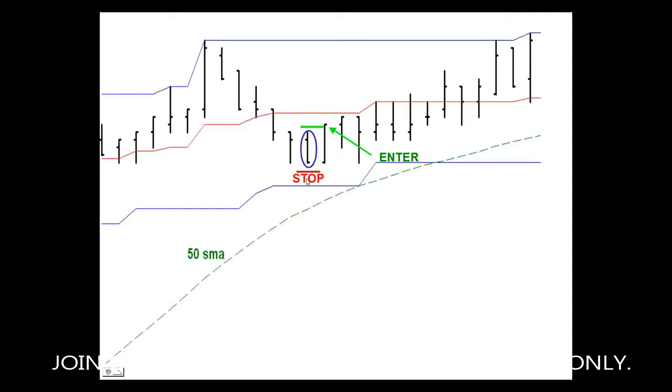All right, so we've entered here, we place our stop here, and then we simply monitor and wait for the stock to go up, and we exit when price touches the high line. That's it. That's how simple it is. All we're doing is waiting for the trend to resume and go back in our direction.